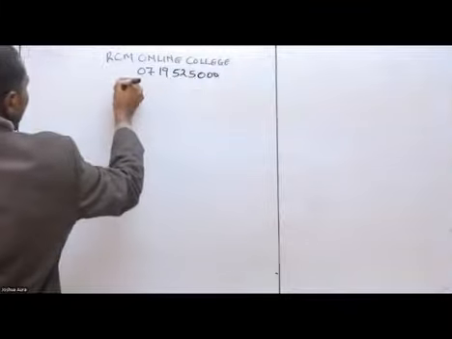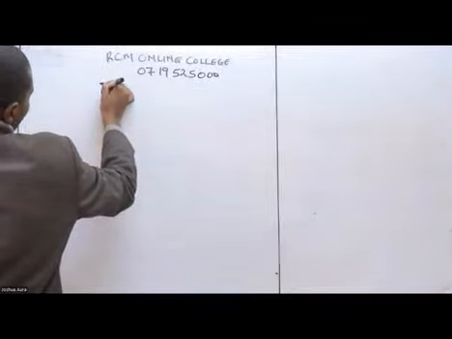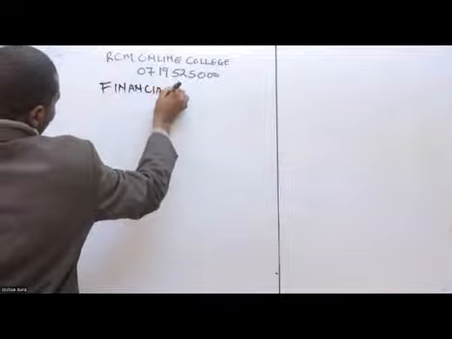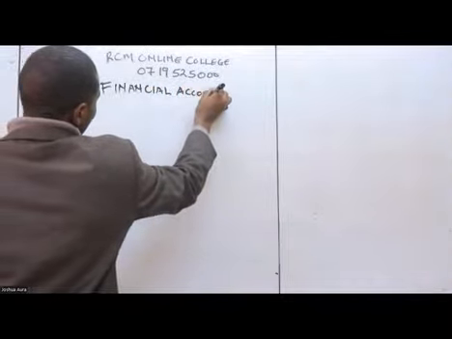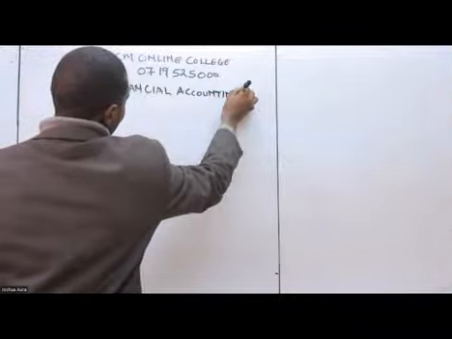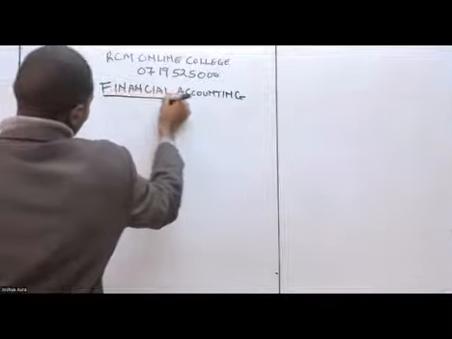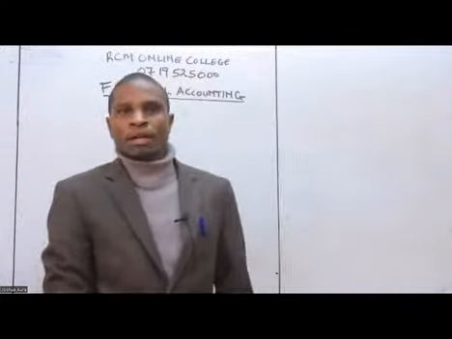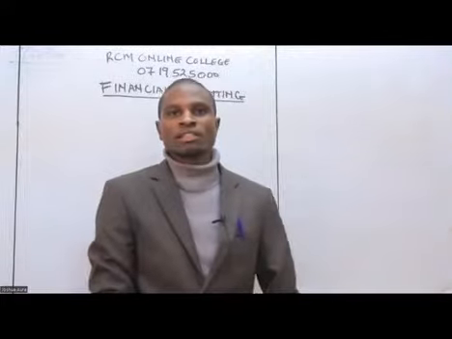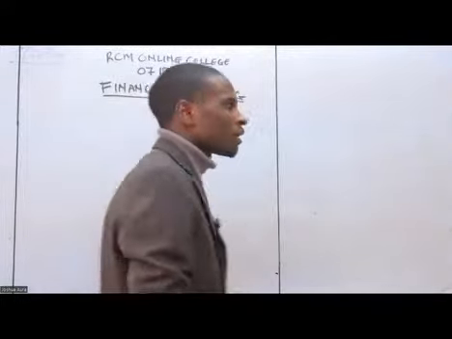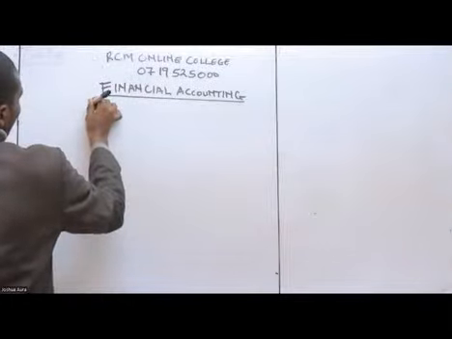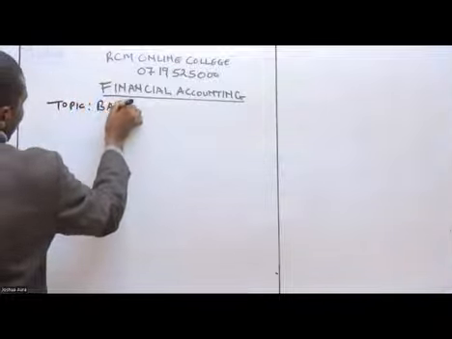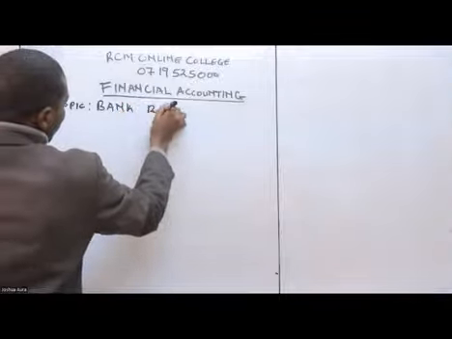So we are going to look at financial accounting. This is paper number 1, the financial reporting paper, financial accounting, that is FA. We are going to look at the topic of accounting for assets and liabilities, which is where we find bank reconciliation. So the topic is bank reconciliation.